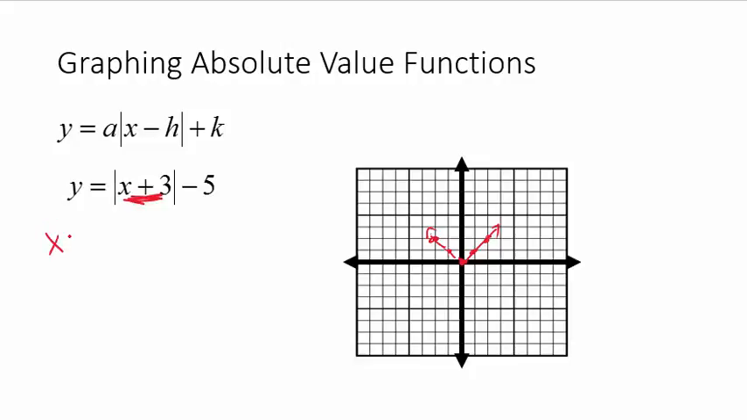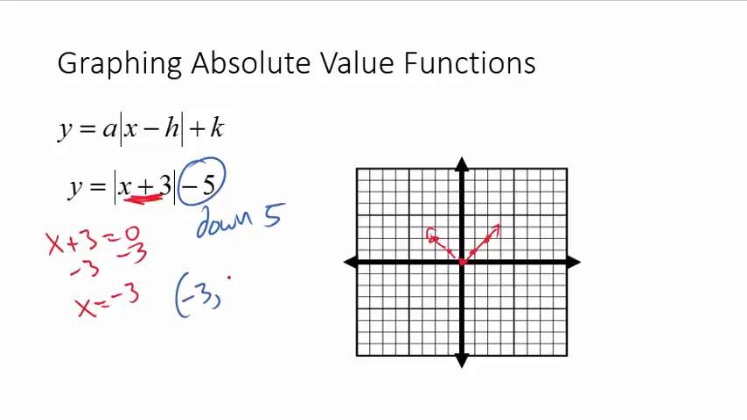If we have x plus 3 equals 0, and we subtract 3 from both sides, that will tell us that our graph is going to shift 3 to the left. And since this is a minus 5, that tells me that the graph is going to be shifted down 5. So our vertex will be at negative 3, negative 5. Let's go ahead and graph that. So it'd be left 3 and down 5. 1, 2, 3, 4, 5. There's our dot.